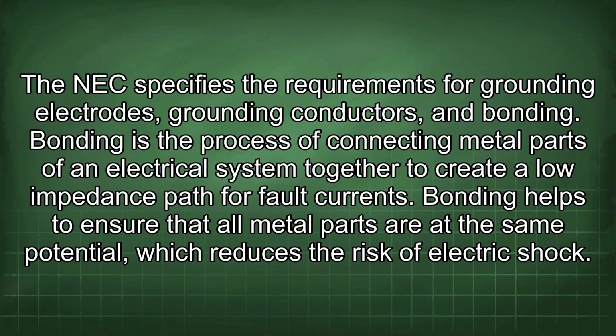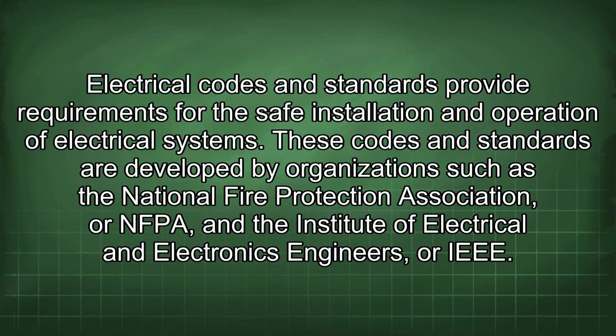The NEC specifies the requirements for grounding electrodes, grounding conductors, and bonding. Bonding is the process of connecting metal parts of an electrical system together to create a low impedance path for fault currents. Bonding helps to ensure that all metal parts are at the same potential, which reduces the risk of electric shock.